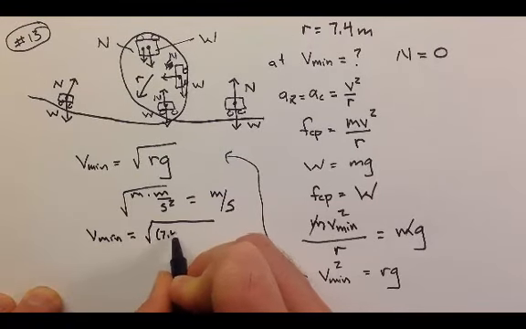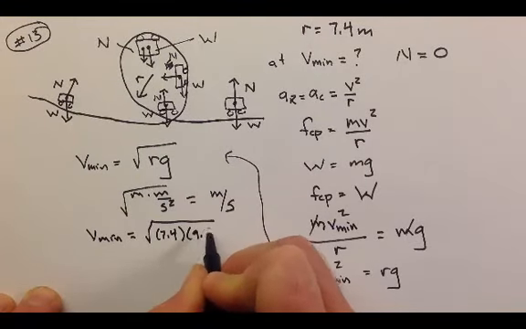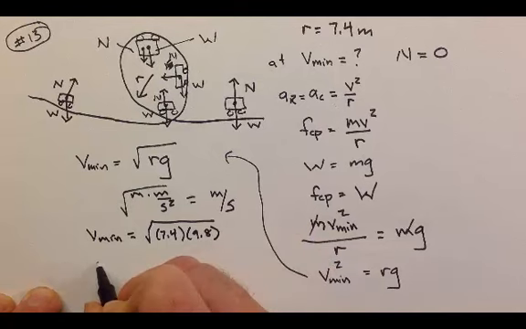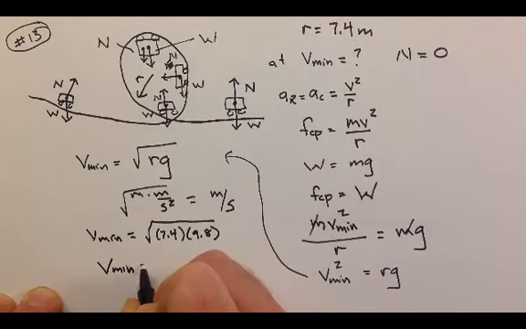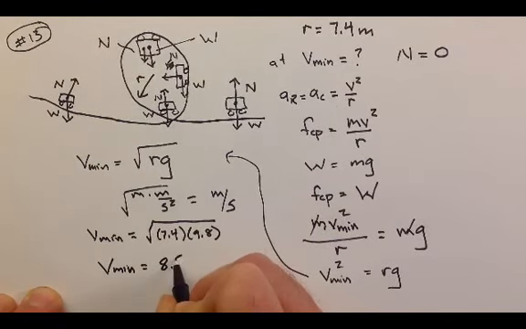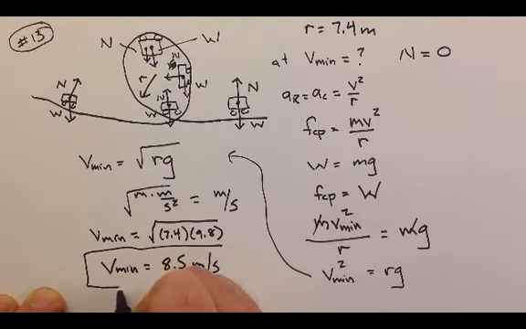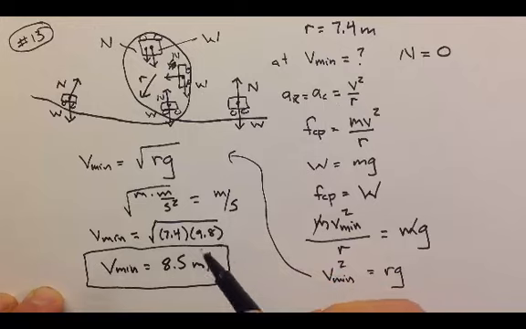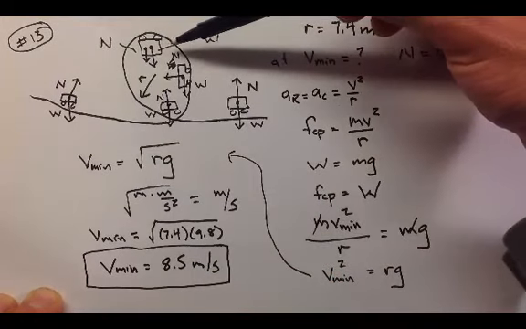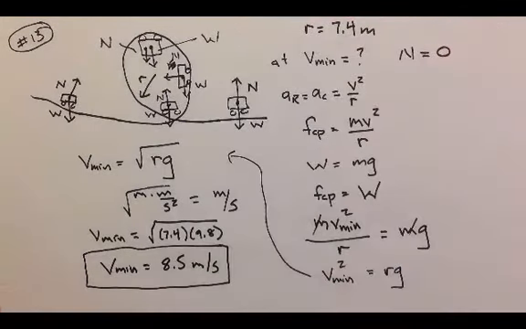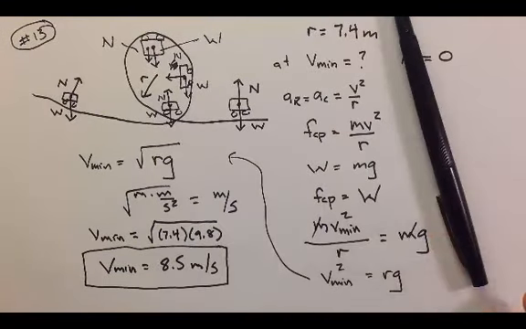So r is 7.4 times 9.8. And if I plug that in, I get 8.5 meters per second is the slowest I could go without falling out of the car here. All right, nice work, AP Physics students. You know, staying on track, let's get rolling on the problem.